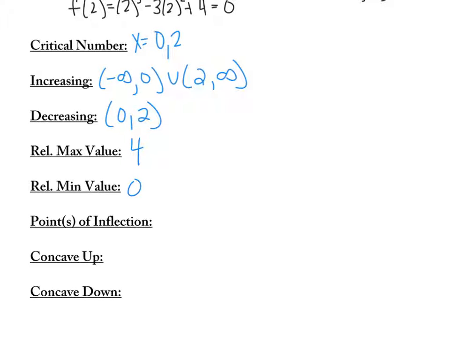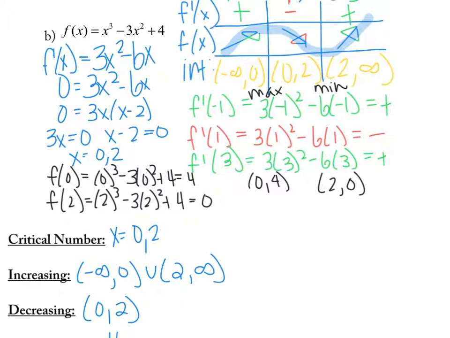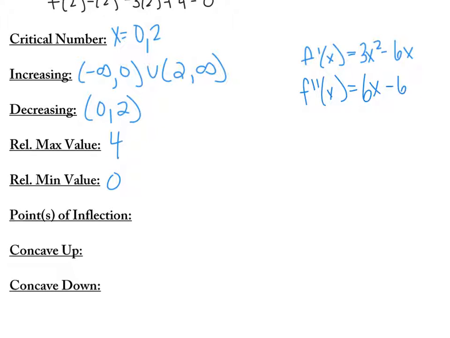Okay, now we need to go ahead and do the second derivative. So our original derivative, I'm going to rewrite it down here. So f prime of x was 3x squared minus 6x. Okay. So to find the second derivative, remember that you just apply the power rule again. So f double prime of x equals 6x minus 6.